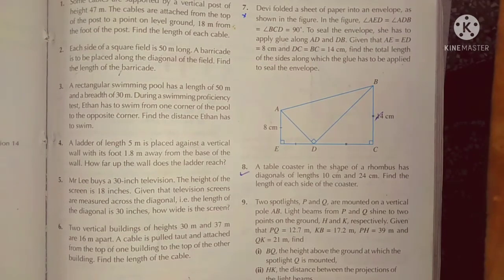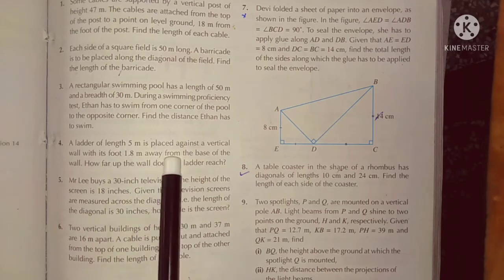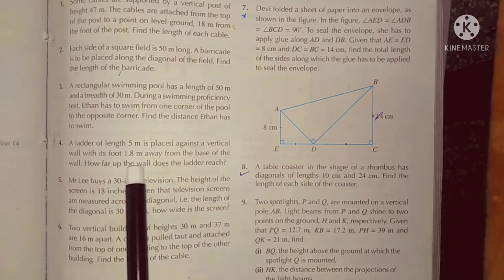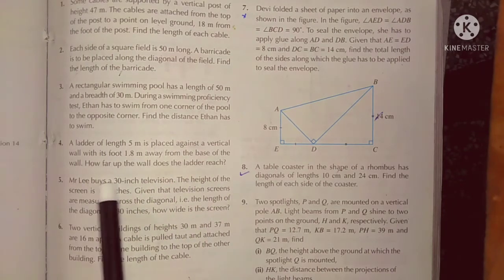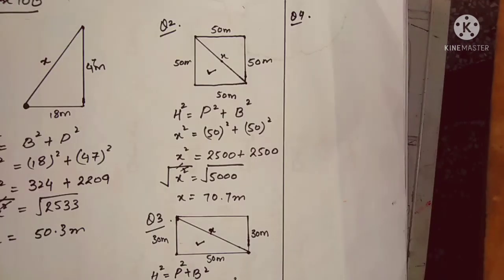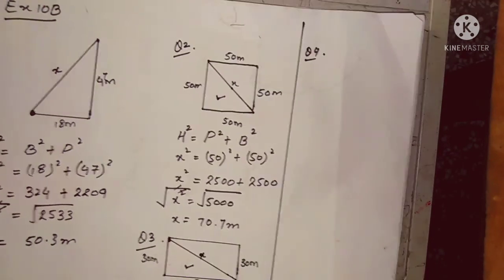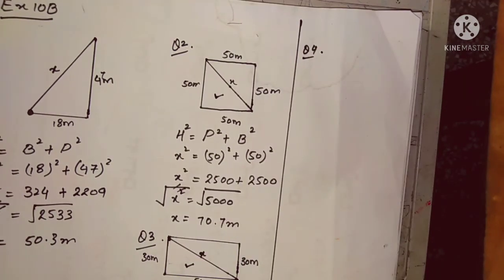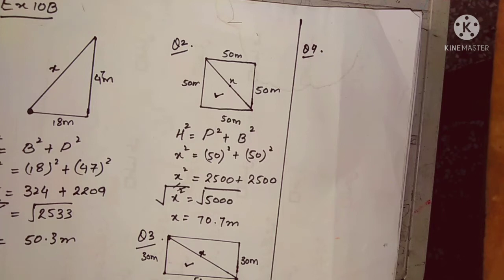Okay, so question number 4 is: a ladder of length 5 meter is placed against a vertical wall with its foot 1.8 meter away from the base of the wall. How far up the wall does the ladder reach? So let's find out. First we will draw the figure, as they are saying that a ladder of length 5 meter is placed against a vertical wall. Suppose there is a vertical wall.